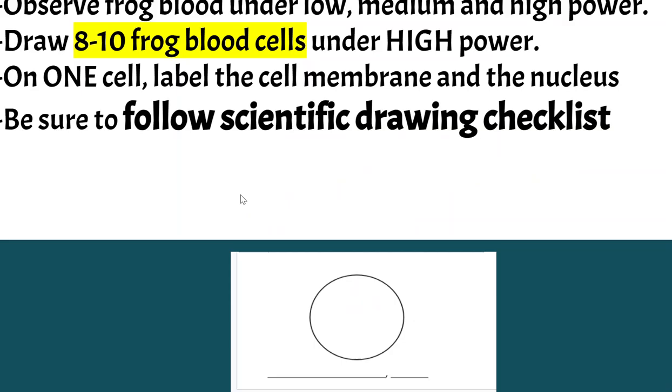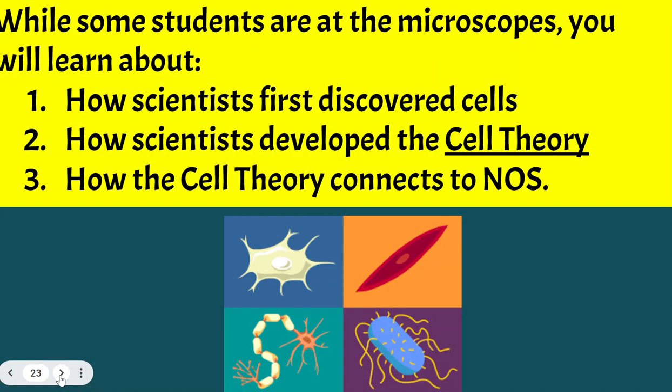Okay. All right, so everybody's going to observe frog blood, draw 8 to 10 of the cells under high power, and just label the cell membrane and the nucleus on one of the cells. You're going to use your drawing checklist to make sure you're being accurate.